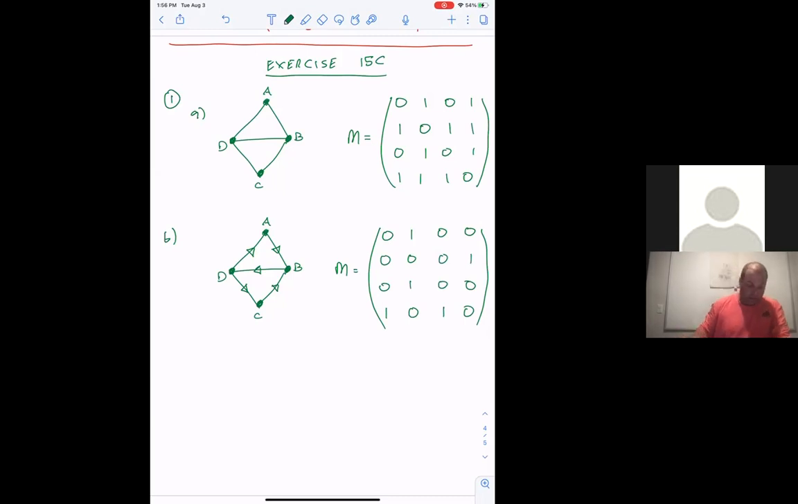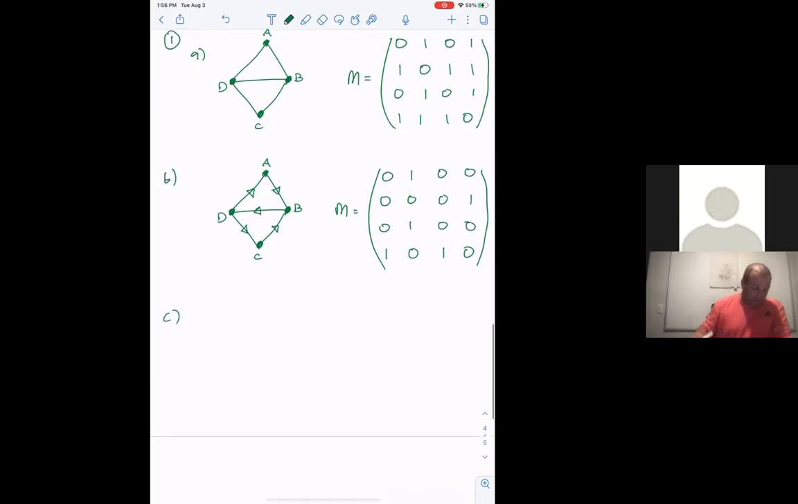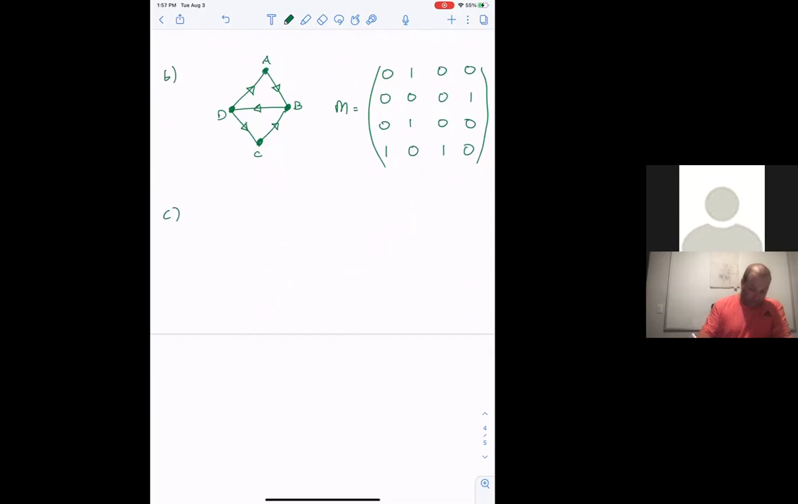Okay. And then we have part C. So this one has A, B, E, and those are connected. And then we have down here D, those are connected. And then we have here C, and those are connected. So again, we have a regular graph. This one is 5x5. So go ahead, pause, go ahead and do it.